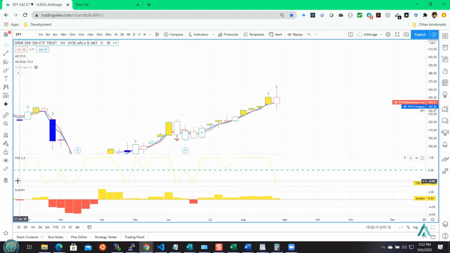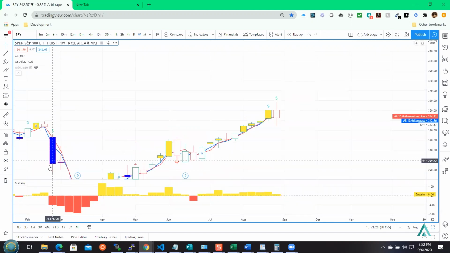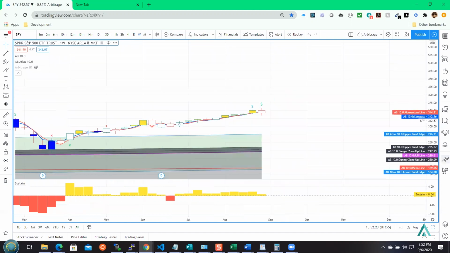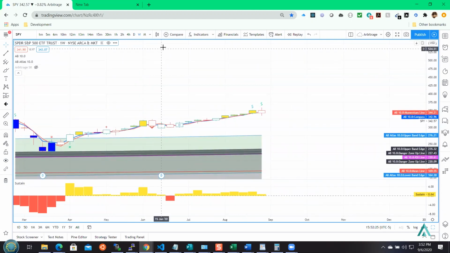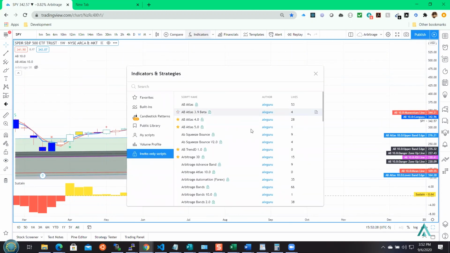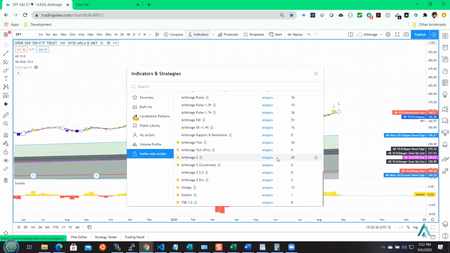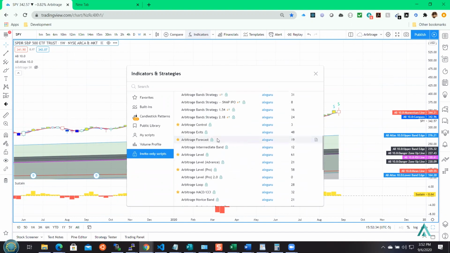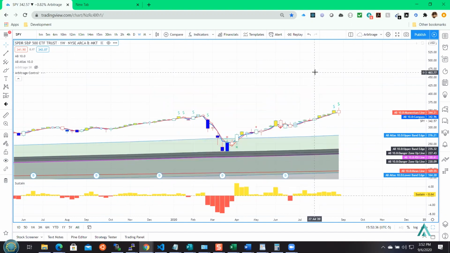All right, let me go on to control. Control, I typically use control with sustain. They look a little bit alike, so I'm going to try not to confuse you guys with it. Arbitrage control, let's see, where is it? There are too many versions. There we are. All right.